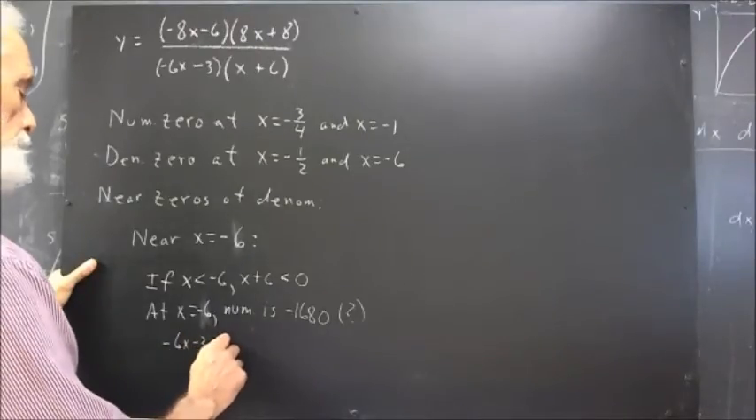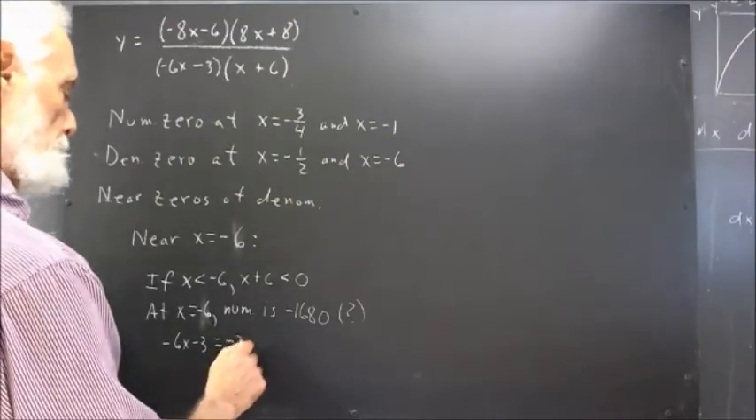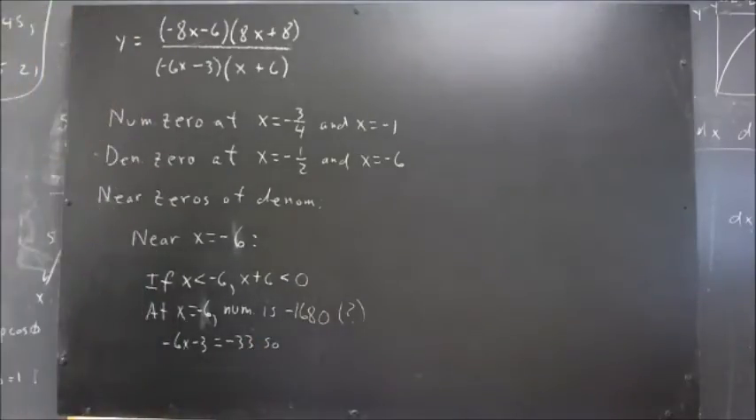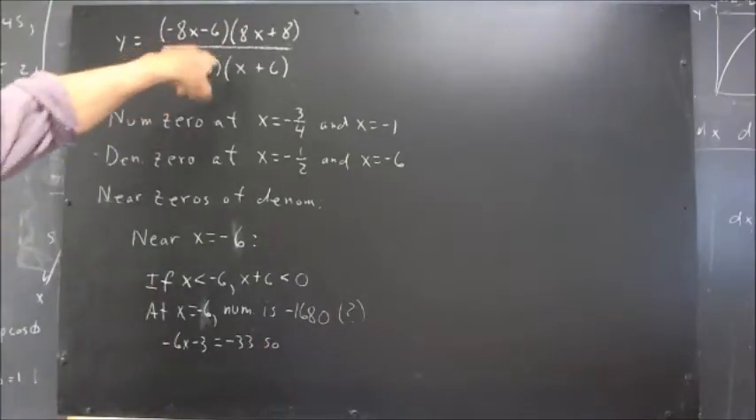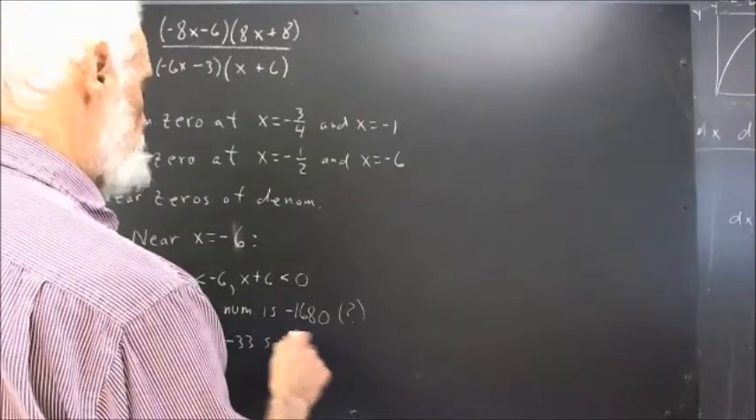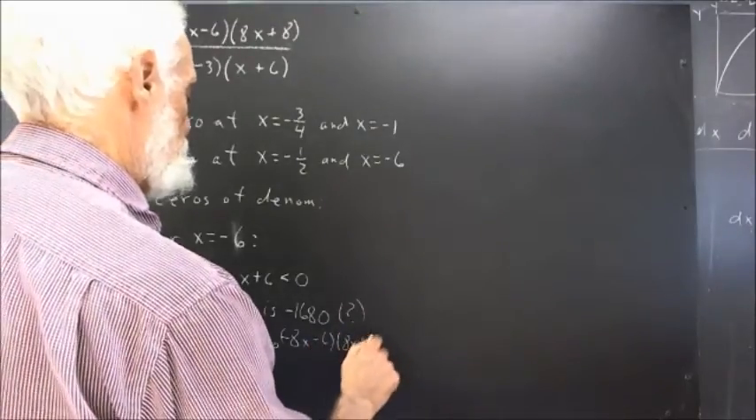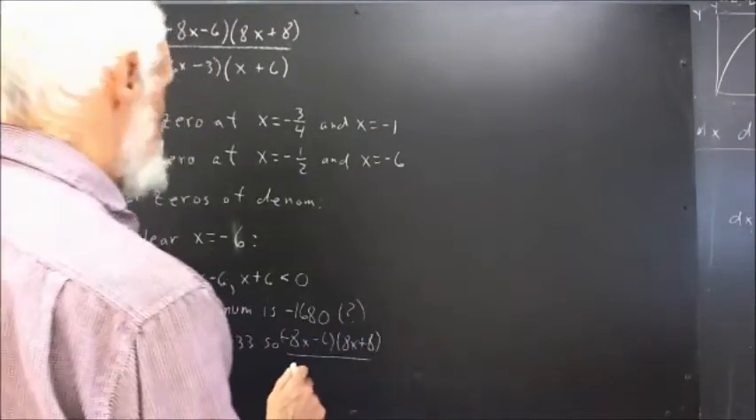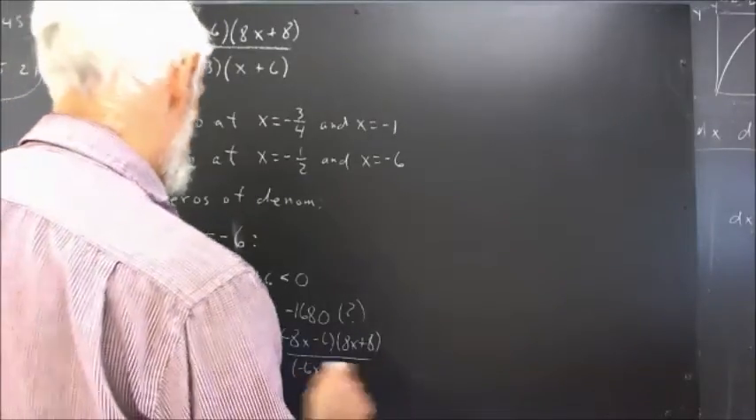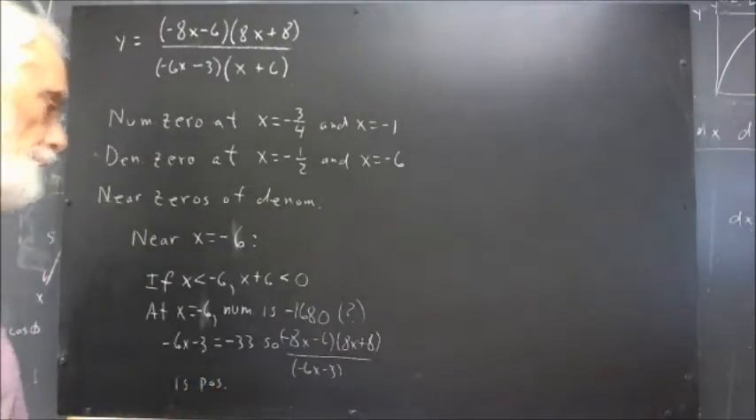Negative 6x minus 3 is what? Well, that's going to be 36. It's negative 33. So this whole product, negative 8x minus 6 times 8x plus 8 over negative 6x minus 3 is positive. It's also a fairly big number.